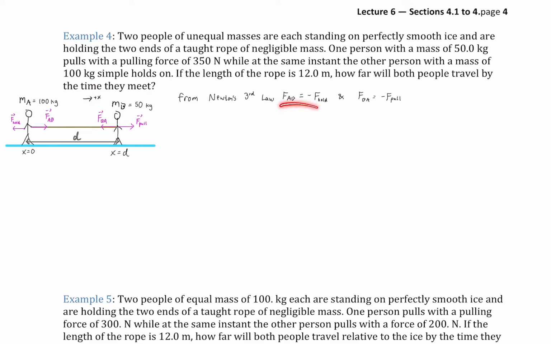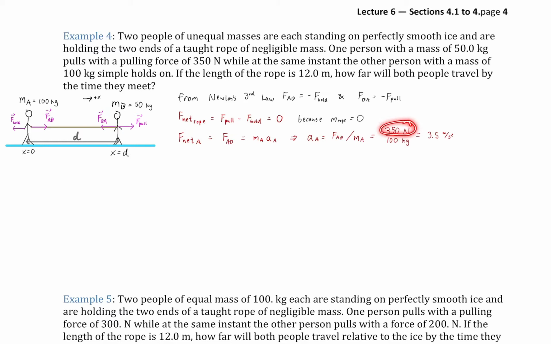All right, so notice I start with the same statement of Newton's third law, and this is between two objects, person A and the rope, and person B and the rope, okay? Well, since the rope is massless, that tells us that F pull equals F hold, which means that FAB must equal FBA. Okay, see? No change there. Now we're going to go and find their accelerations. So we're going to find the net force on A, which is just FAB, and that's going to be equal to MA times a sub A. So that's going to be 350 newtons divided by 100 kilograms, or 3.5 meters per second squared.